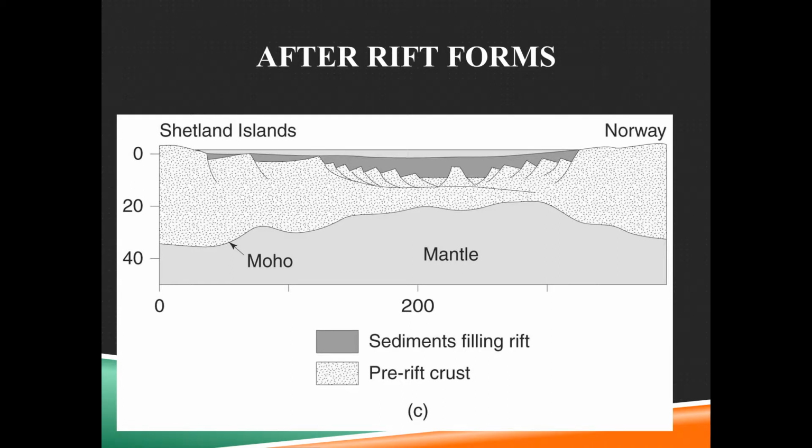And then eventually, after the rifting is far along or even complete, we can have something like this. This is an actual cross-section from the Shetland Islands over to Norway. And you can see the center of the rift area is much thinner. The moho is higher, just like in the cartoon drawing on the previous slide. The ground surface is lower. It's filled in with lots of sediment and then covered with water at the top here. And that's the sea that we can see between the Shetland Islands and Norway.